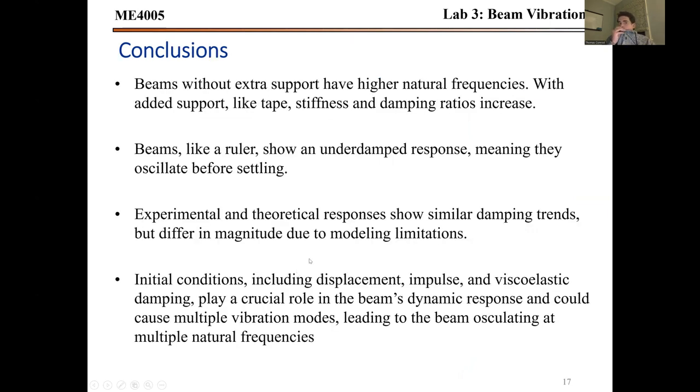Conclusions. Beams without extra support have higher natural frequencies. With added supports like tape, stiffness and damping ratios increase. Beams like a ruler show an underdamped response, meaning they oscillate before settling. Additional conditions, including displacement, impulse, and viscoelastic damping, play a crucial role in determining the beam's dynamic response, leading to the beam oscillating at multiple natural frequencies.